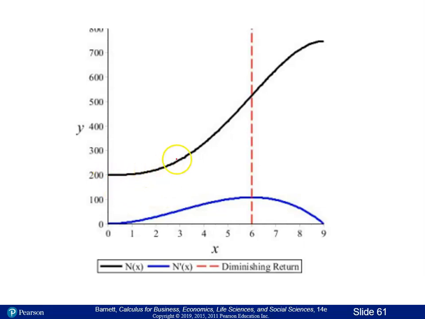Okay, so this is our original function that represents the sales. And this is our first derivative that represents the rate of change of the sales. So you can see how the maximum of our rate of change peaks here. And that also corresponds with the inflection point of that first derivative because it goes from concave up to concave down.